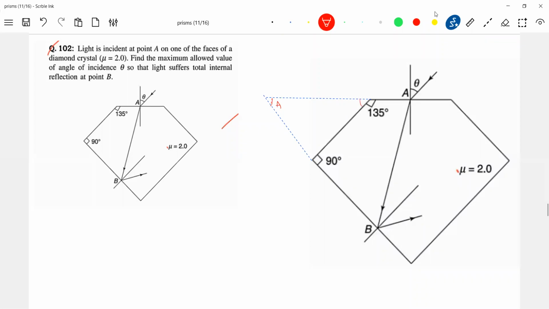This should be angle how much? This is 90. This is 45. So what should be the angle of prism? The angle of prism should be, I'll write alpha because A we have here, no? So what is alpha? Therefore alpha should be 45 degrees. So straight away we got the angle of prism.